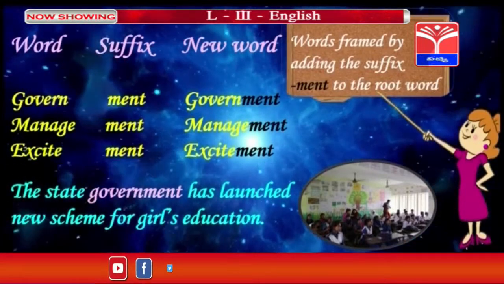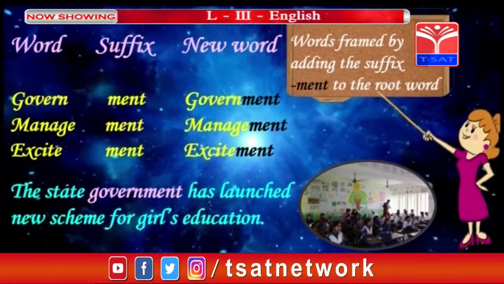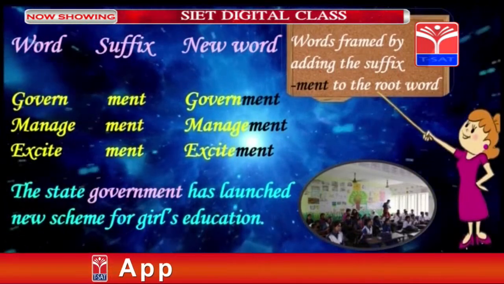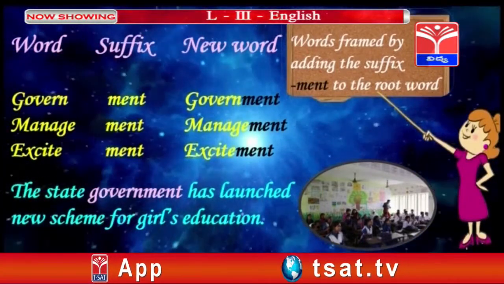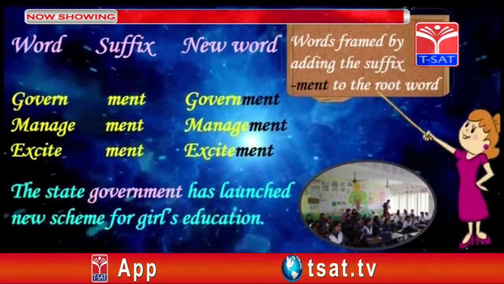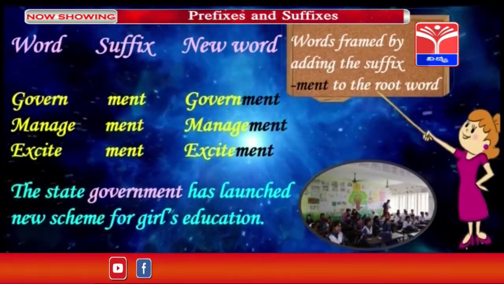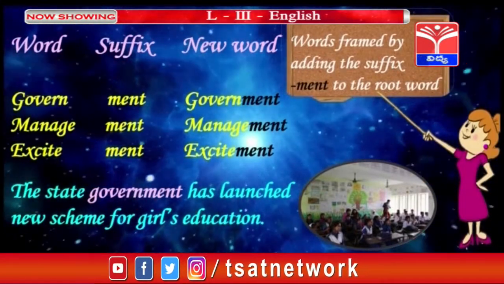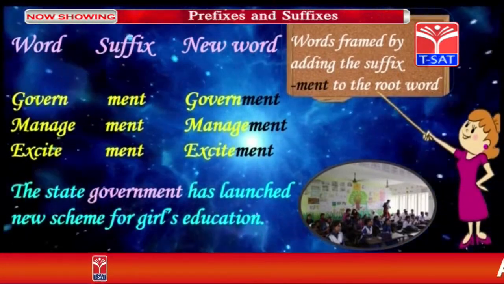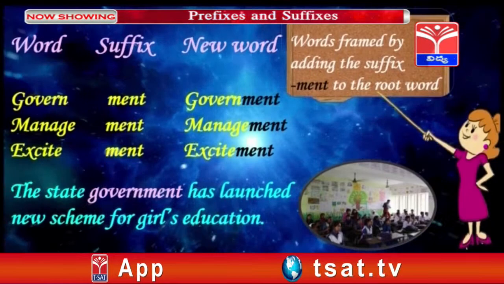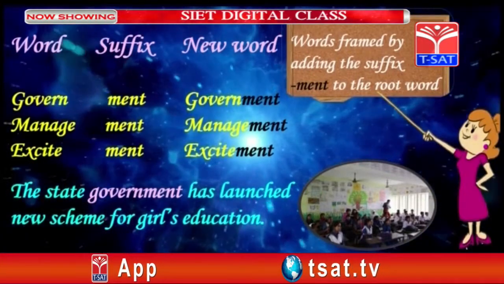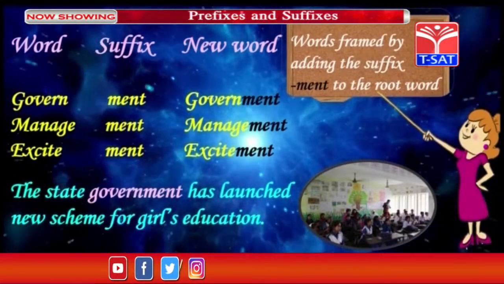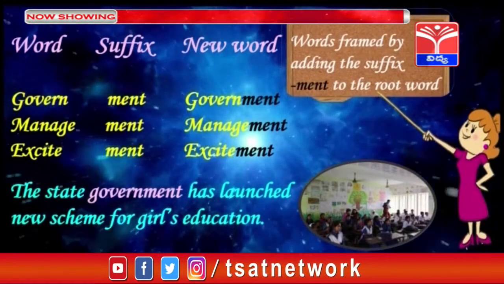Words framed by adding the suffix -ment to the root word. So children, we might have come across many words like this in our daily life, but we never focused on them. So here we shall see what is to be added and how the new words are framed. If the root word is garment, by adding the letters -ment, the new word becomes garment. In the same manner, manage, management, excite, excitement.